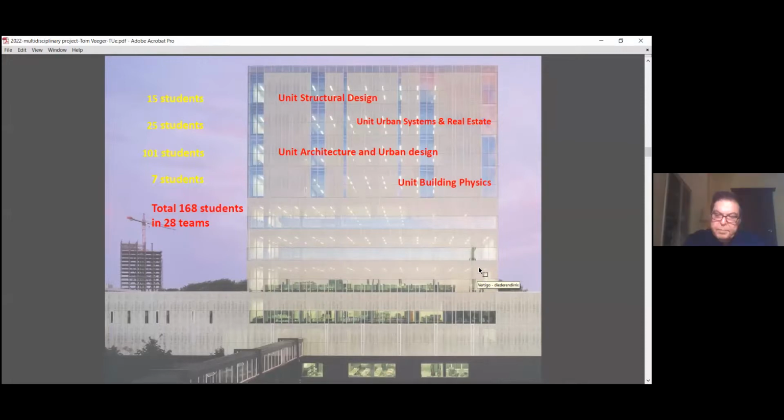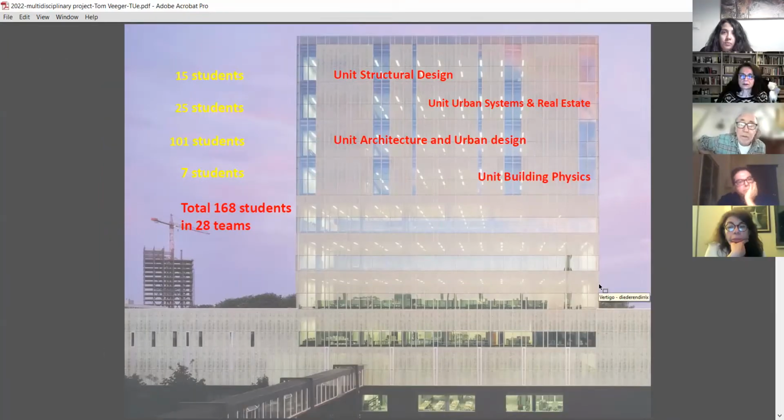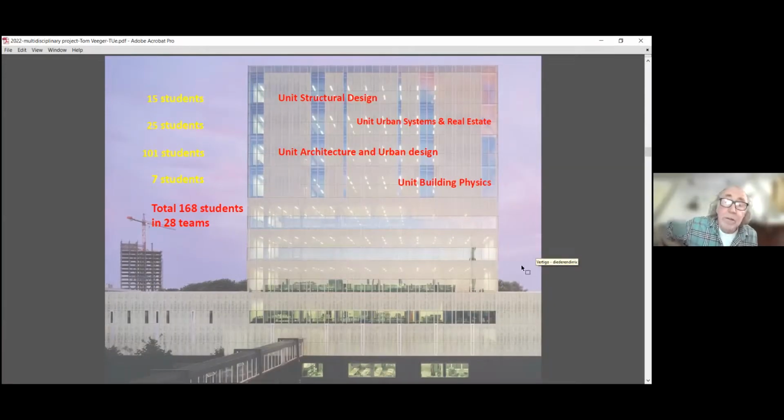And normally they're not so happy to do that at the beginning, but at the end of the project they say they learned quite a lot. That doesn't mean that they only have to focus on that particular task in, for example, structural design. They are still an architect, so they also need to do certain parts of the design, but they need to take an extra task.